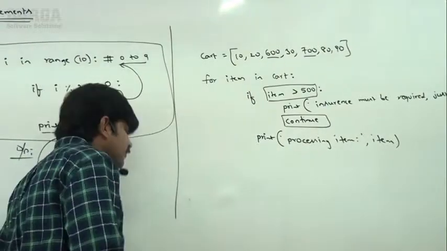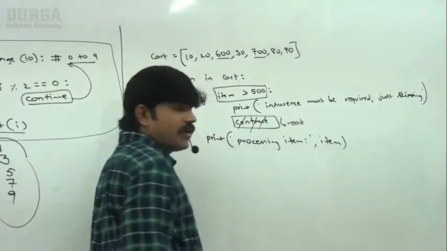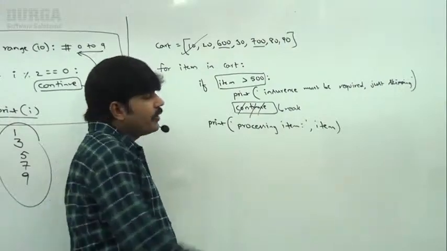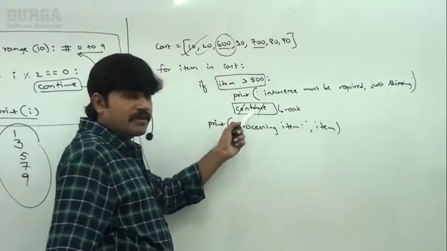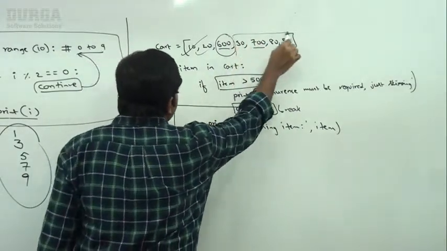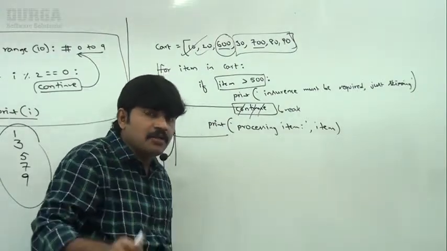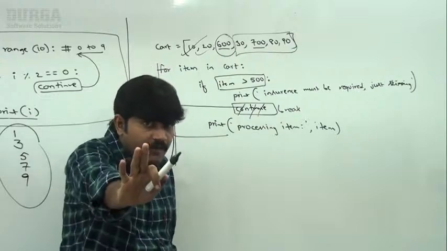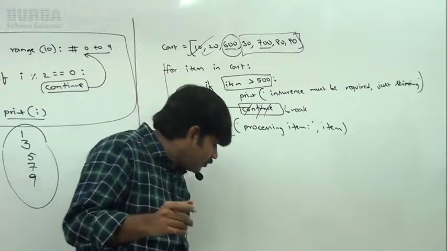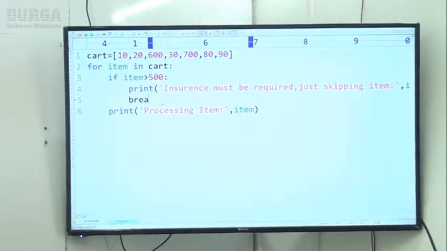Suppose, instead of continue, if I use the break statement, what will happen? 10 is processed, 20 processed, but whenever 600 comes, break, immediately the control will come out of the loop, and the remaining items won't be processed. Observe the difference between break and continue. If it is break, immediately the total loop will be stopped. But if it is continue, all items will be processed. Instead of continue, if I use break, what will happen?